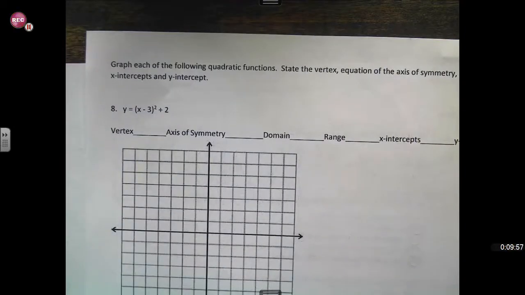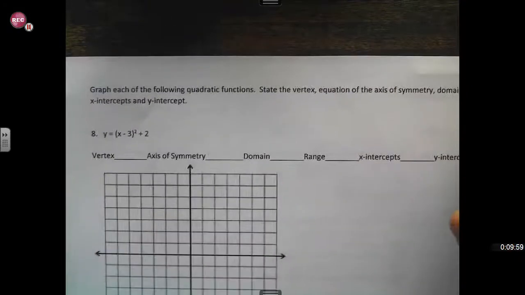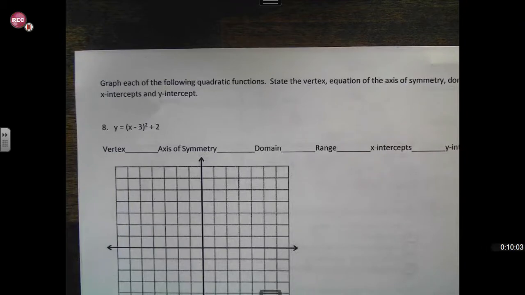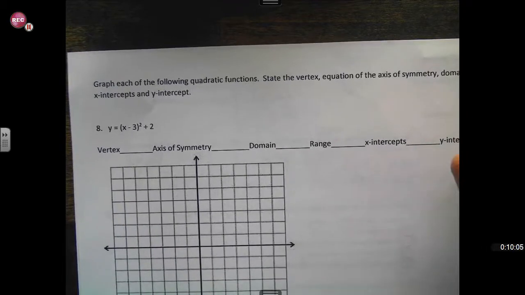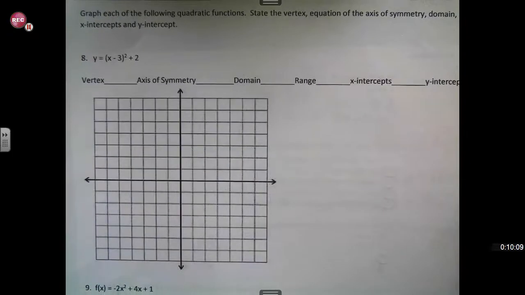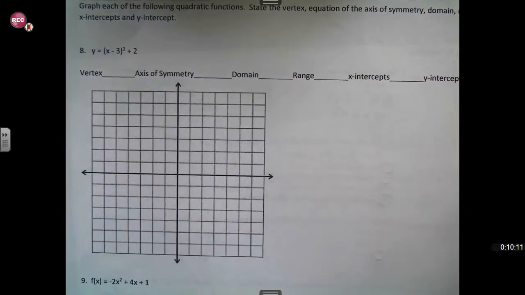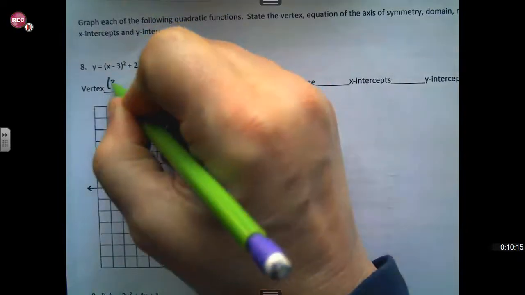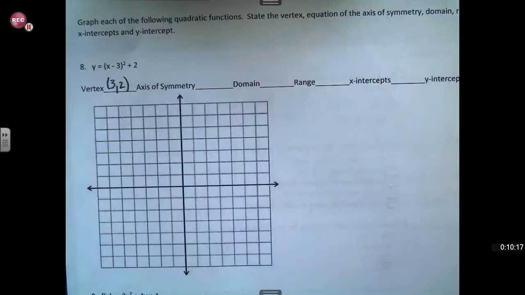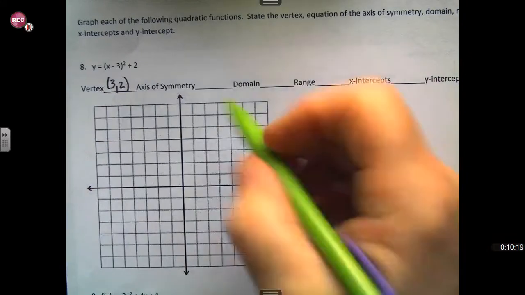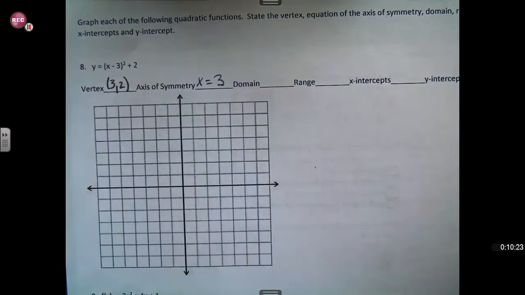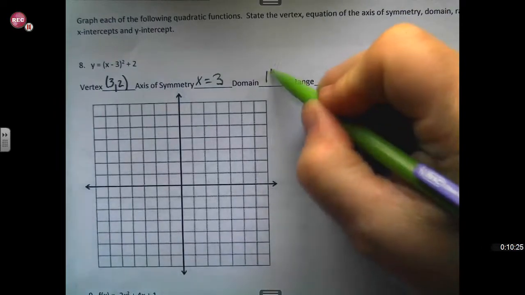And then on the back side here, you have one quadratic in graphing form, one in standard form to graph and name all the stuff. So we look at that equation. The vertex is 3, 2. Take the opposite of what's with the x. So that makes the axis of symmetry x equals 3. Domain is all real numbers.